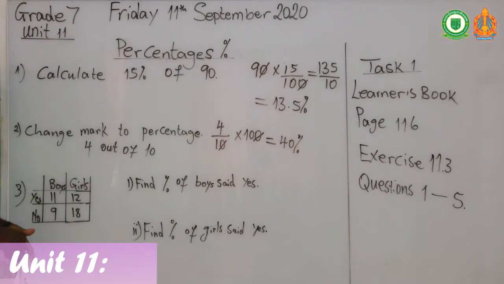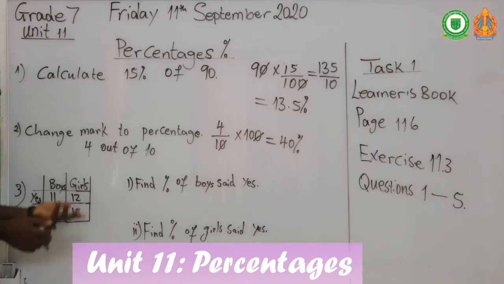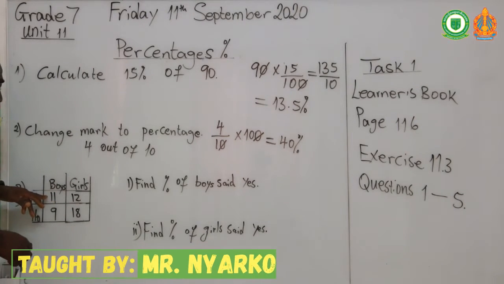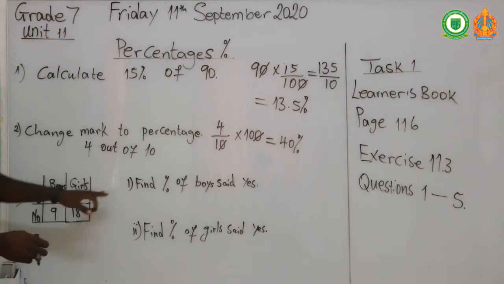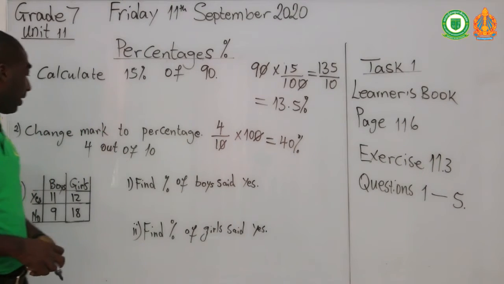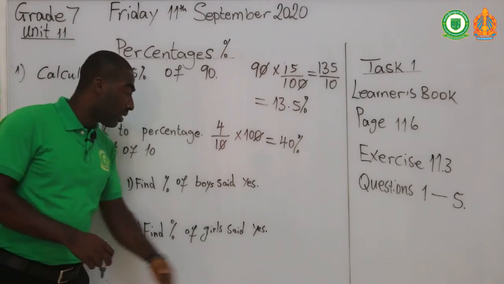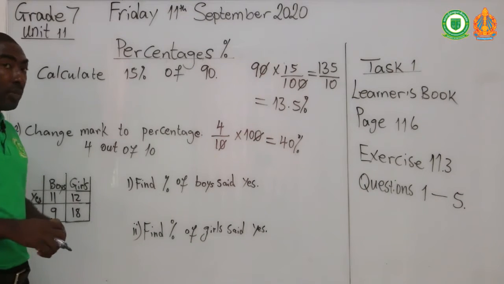We have our table here that is from a response of boys and girls about a question. Okay, so this is how many boys said yes and how many girls also said yes, and those boys who said no, and 18 also said no for the girls. We are supposed to find the percentage of boys that said yes, and then find the percentage of girls that also said yes. So first of all, what you have to do is sum up all the data that you have here before you start dealing with your percentages.